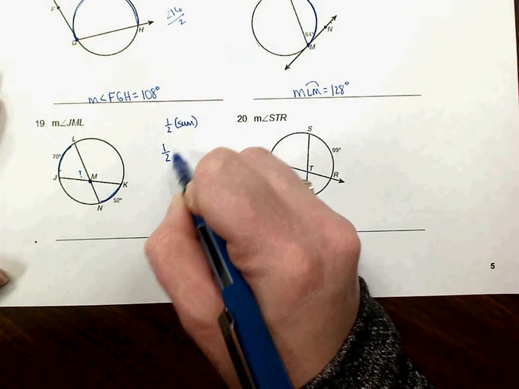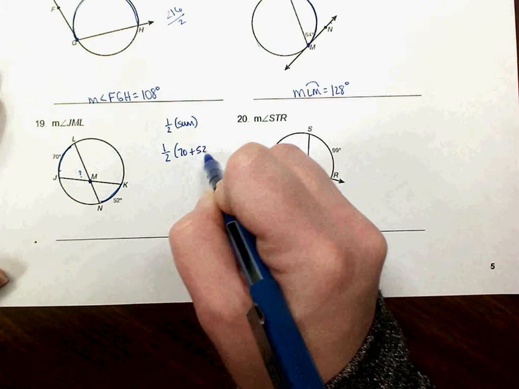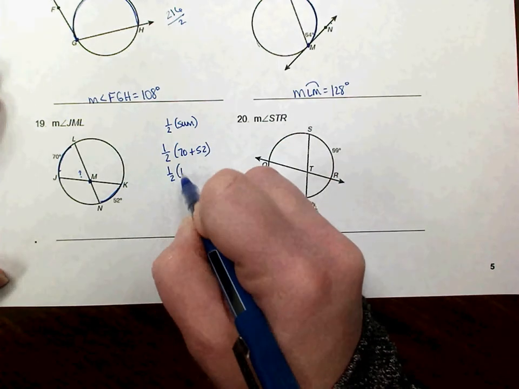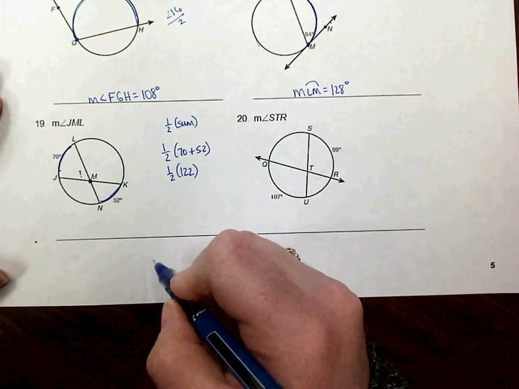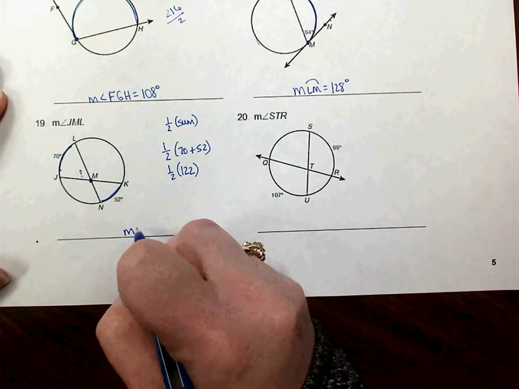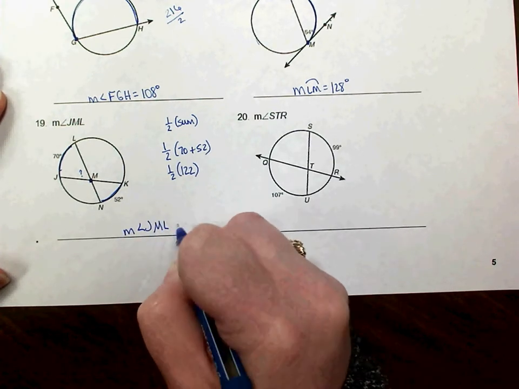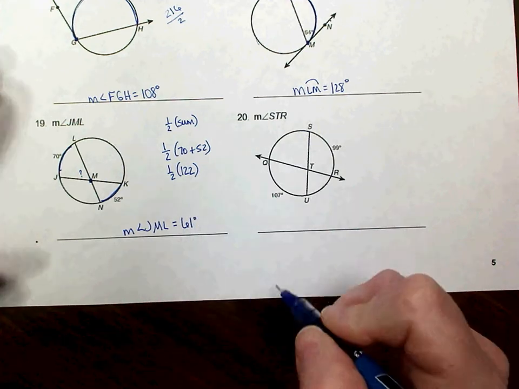So half of 70 plus 52. 70 plus 52 is 122, so when we take half of that, it's 61 degrees. So the measure of angle JML is 61 degrees.